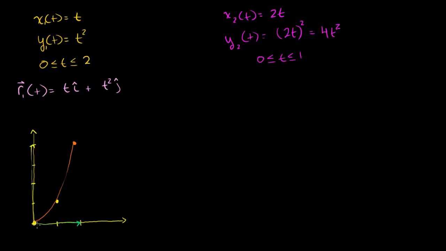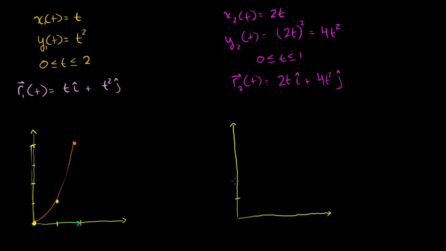But we're going to see we're going to cover the exact same path. And our second position vector valued function, r2 of t, is going to be equal to 2t times i plus 2t squared, or 4t squared, times j. And if I were to graph this, it's going to look the same, but I think it's useful to draw it because I'm going to draw the derivatives and all of that on it later.